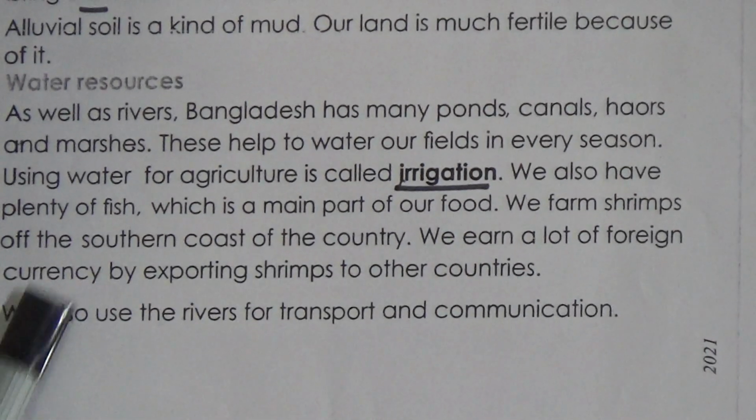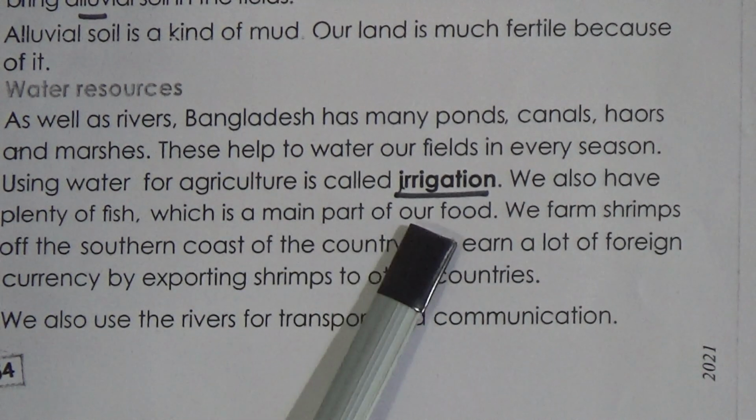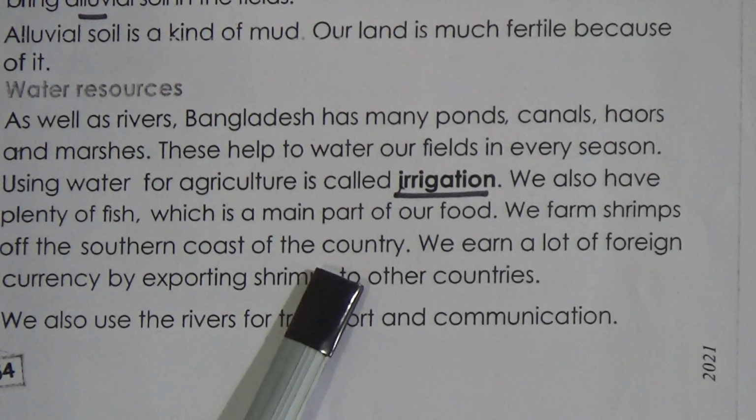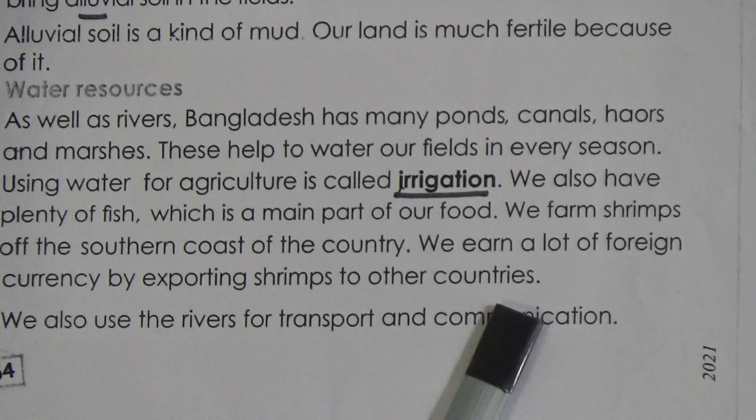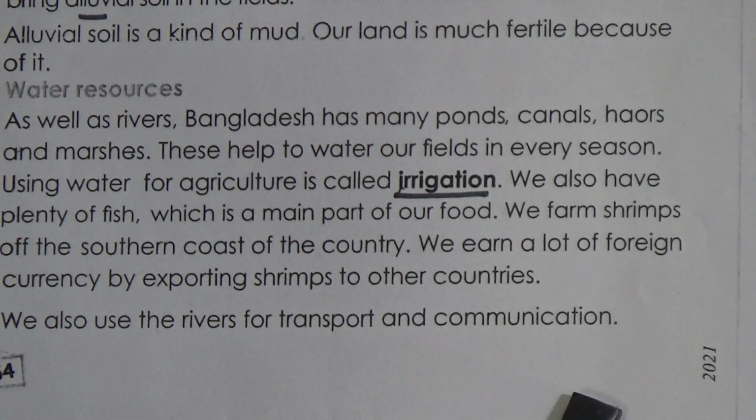We also have plenty of fish, which is the main part of our food. We farm shrimps on the southern coast of the country. We earn a lot of foreign currency by exporting shrimps to other countries. We also use the rivers for transport and communication.